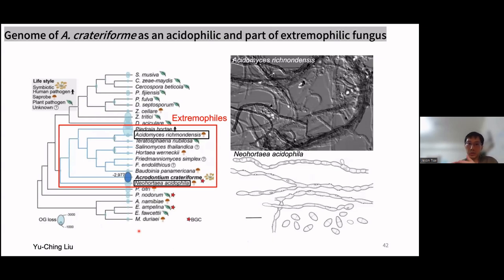Next, we have sequenced the genome of the fungus, and our phylogenetic analysis has placed it within a clade of extremophilic fungi, including the well-known acidophilic Acidomyces richardsiae and Neohortaea acidophila. These groups of fungi are usually found in very extreme environments like the Arctic or very high salinity environments. So we discovered that the genome of Aquadontium shares several unique adaptations that enable it to thrive in the harsh acidic environment of the Drosera mucilage.